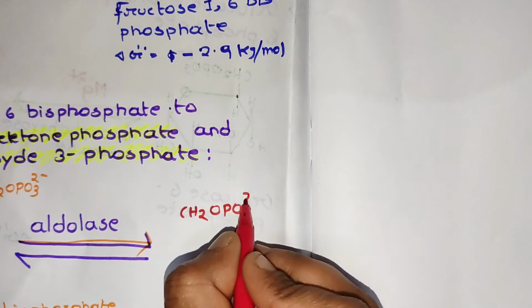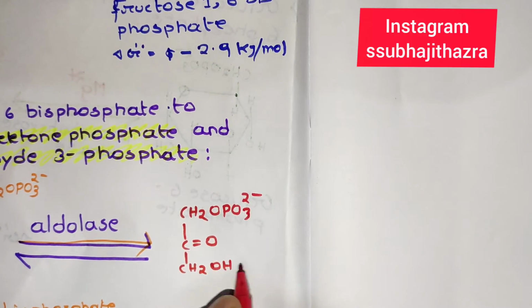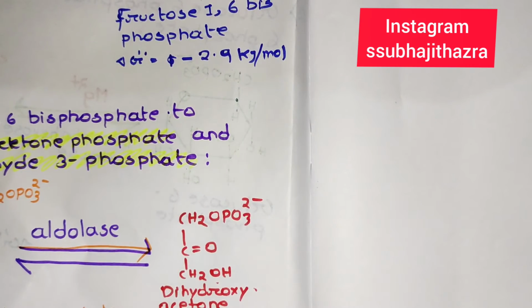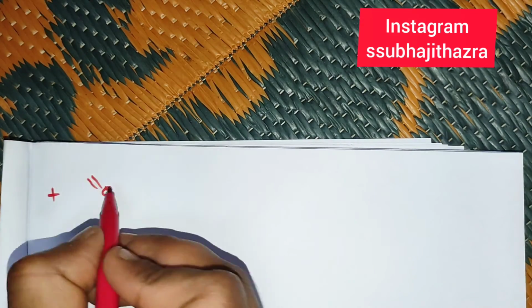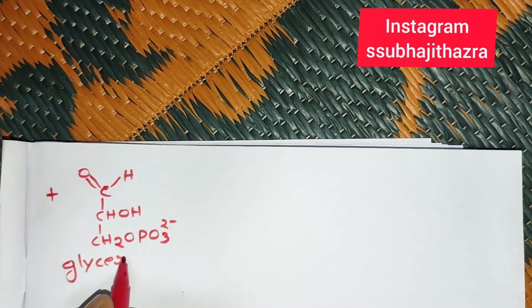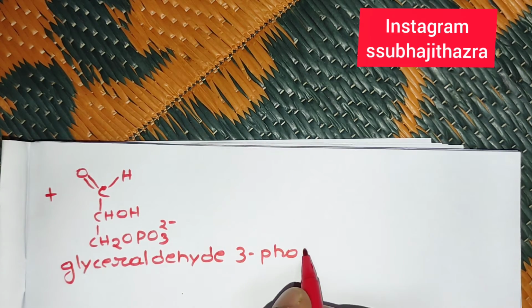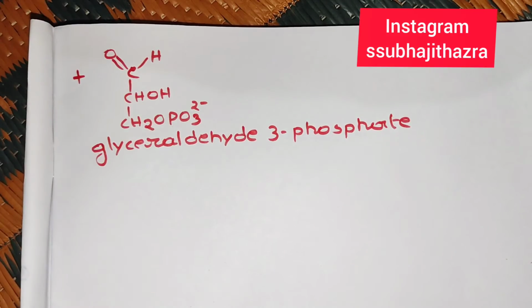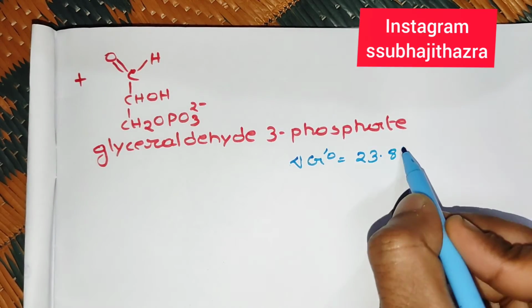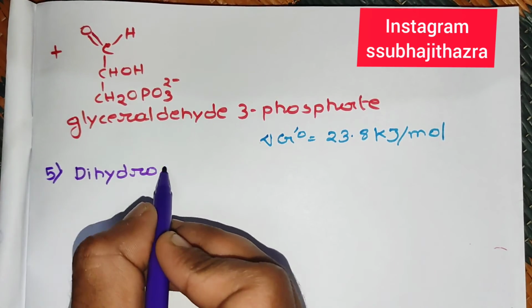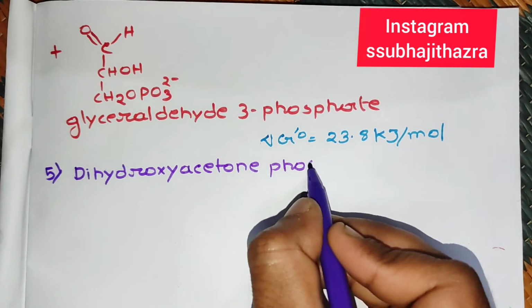This is the structure of dihydroxyacetone phosphate, and this is a 3 carbon compound. On the other hand, another 3 carbon compound is formed, called glyceraldehyde 3-phosphate. So two compounds are formed from fructose 1,6-bisphosphate. The delta G value is 23.8 kJ. It is an endergonic reaction because the value of the free energy change is positive.